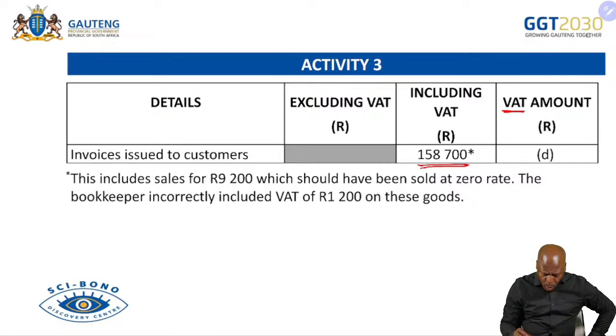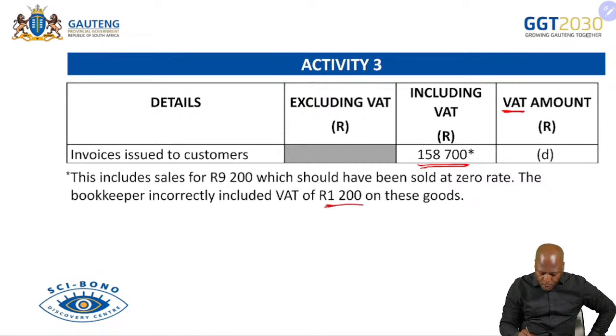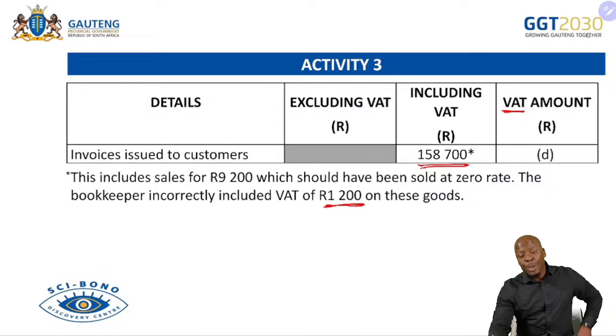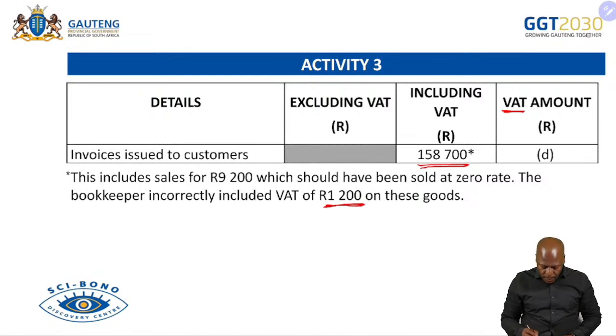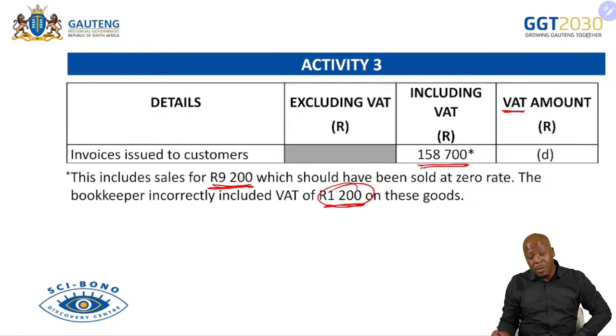It says that 158,700 includes sales for 9,200, which should have been sold at 0 rate. The bookkeeper incorrectly included a VAT amount of 1,200 on these goods. So here, the examiner wants you to pay close attention. They are saying the 158,700 includes a sale of 9,200. In that 9,200, there is 1,200, which is VAT on zero rated goods.